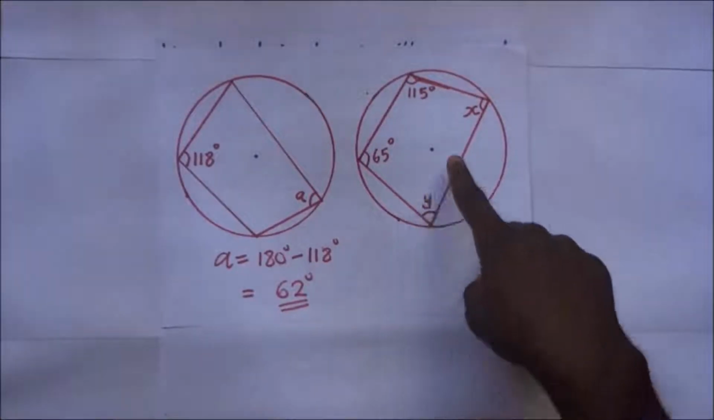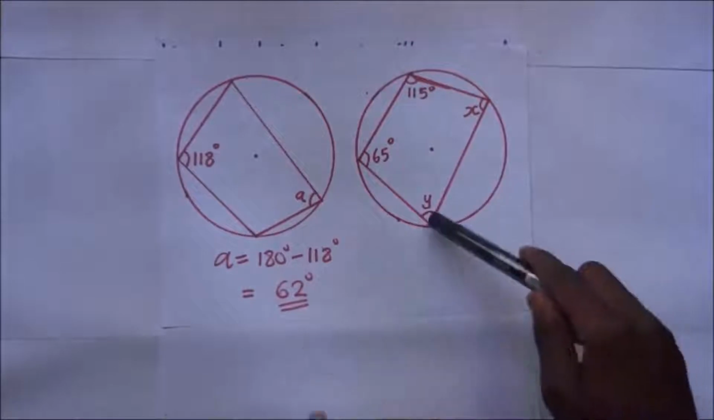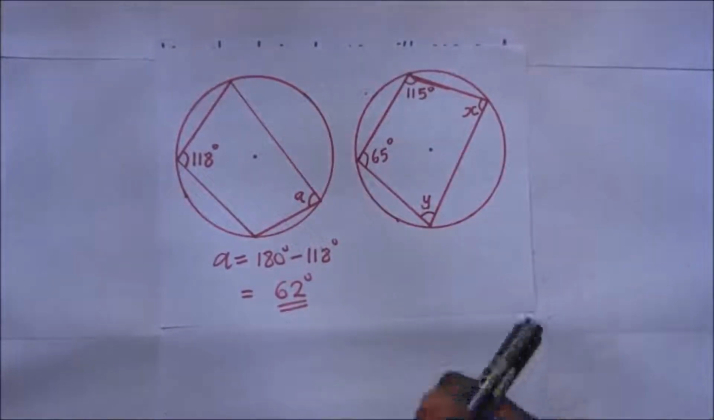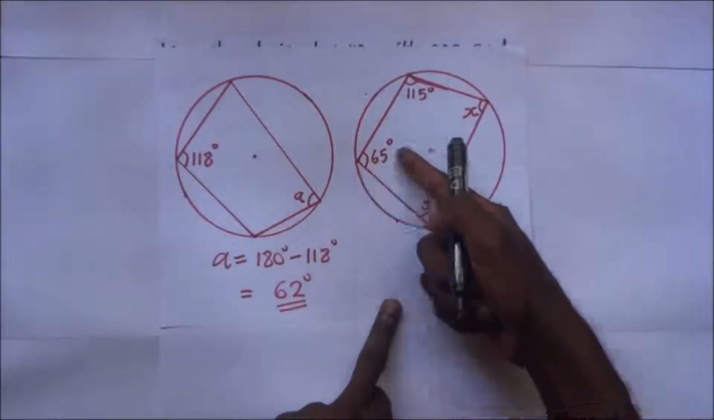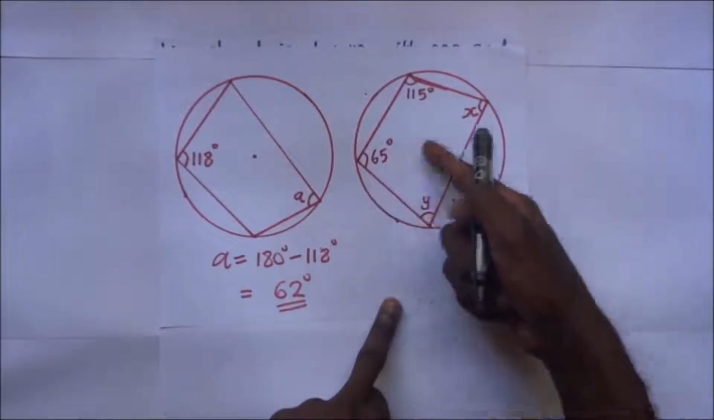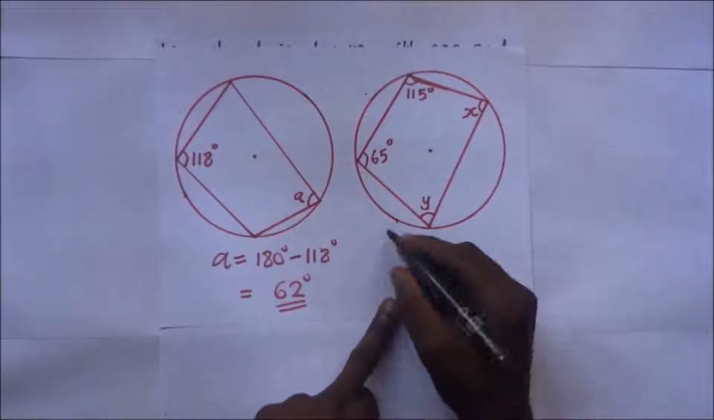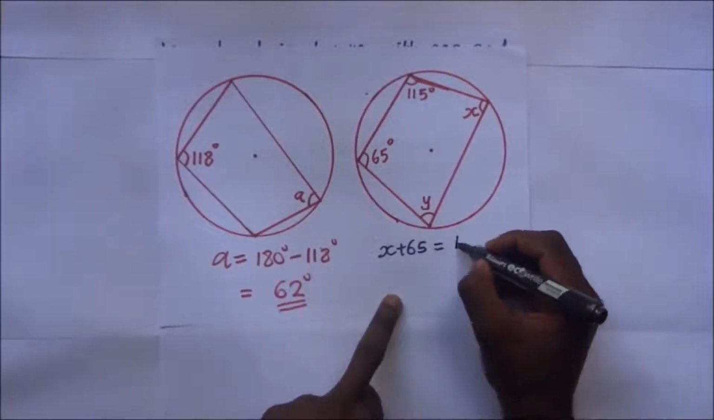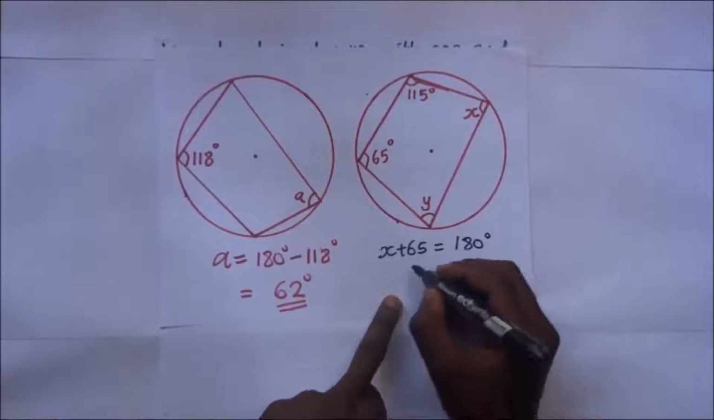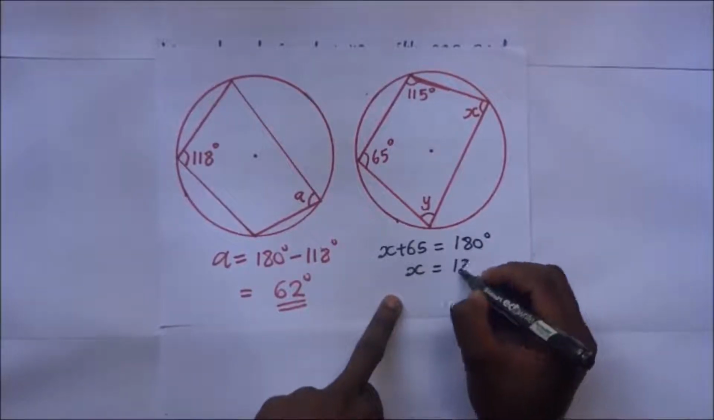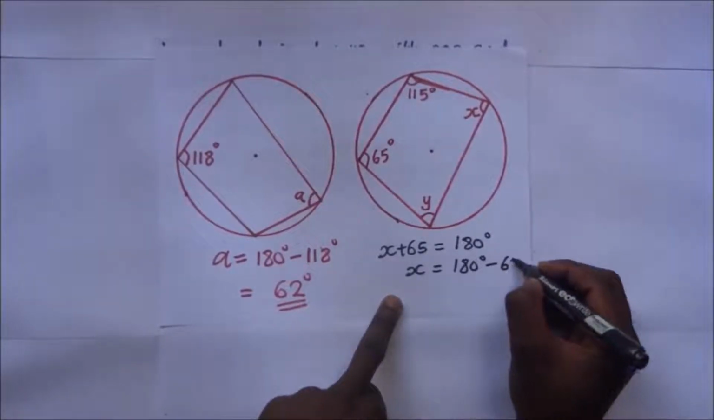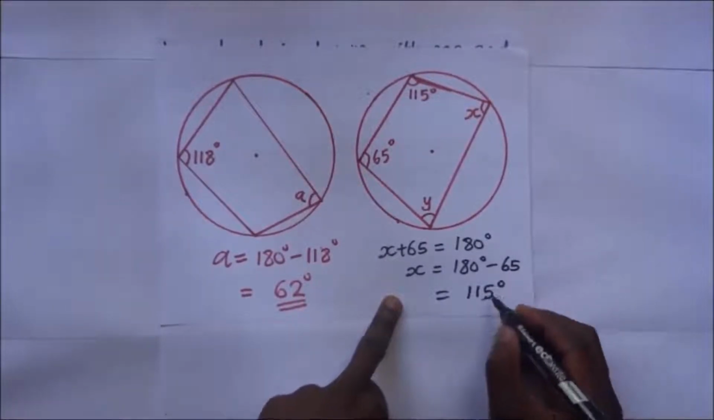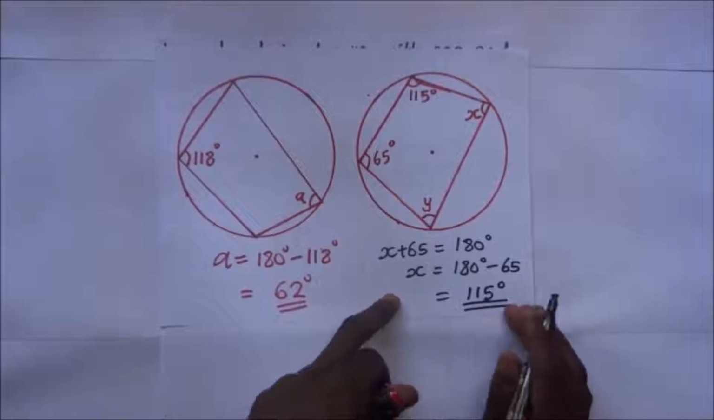Likewise here, we have a cyclic quadrilateral. Its vertices are all touching the circle's circumference. So to get the value of x, we know that the opposite angles of a cyclic quadrilateral add up to 180 degrees. So x plus 65 is equal to 180 degrees. So our value of x is going to be 180 degrees minus 65, and our answer will be 115 degrees.